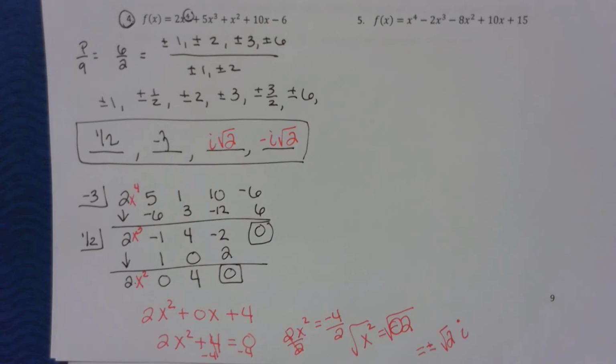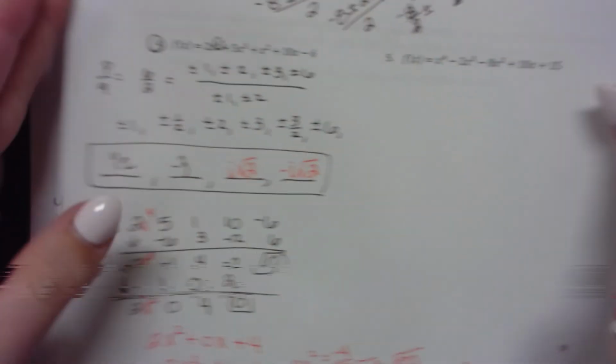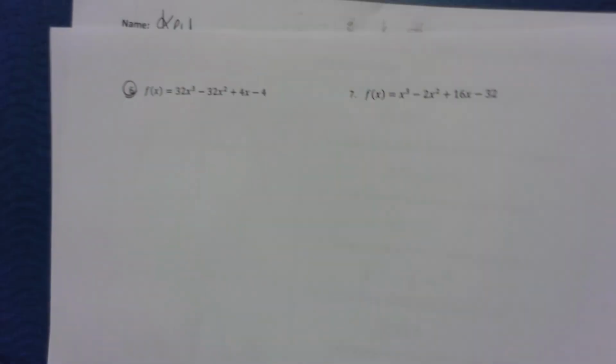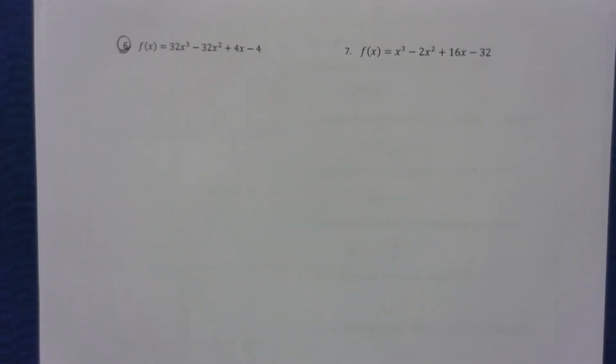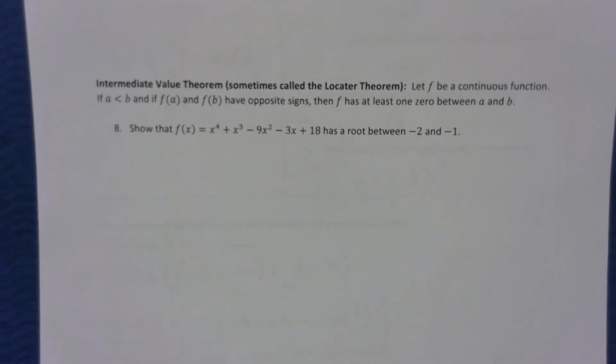Okay, so I would like you guys to try 3, 5, 6 and 7 on your own and then check your answers on Canvas. I'm going to jump down to the intermediate value theorem, or the locator theorem.